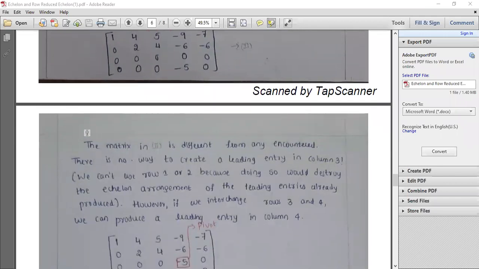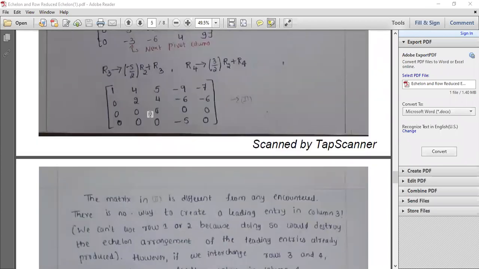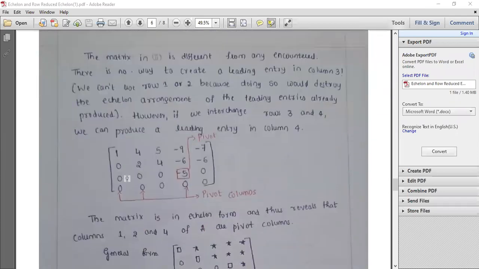Why I'm doing that, I have given the explanation here. So I do that. Then I'll get R1, which is no change, this is R1 and this is R2. Here I'm interchanging these. After interchanging, here I'm getting minus 5.